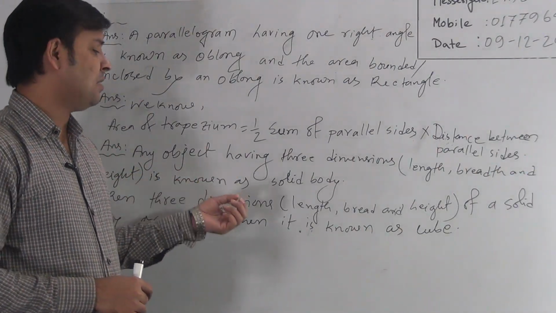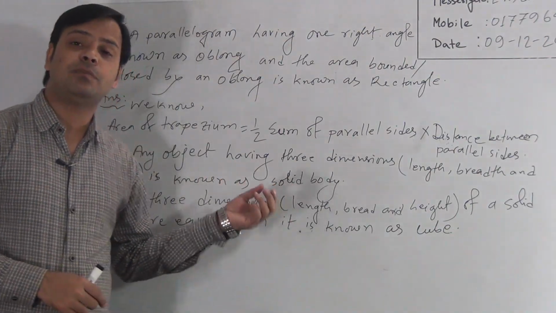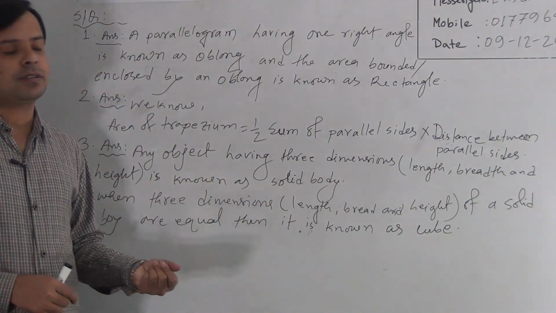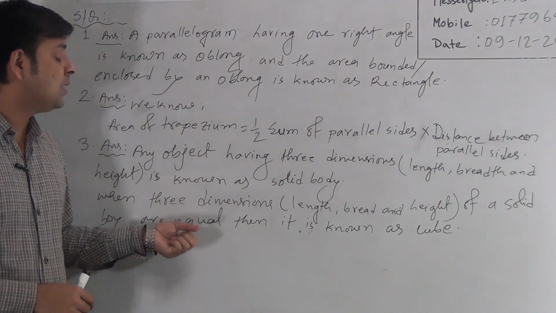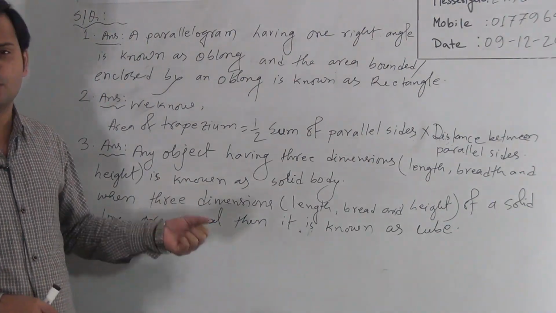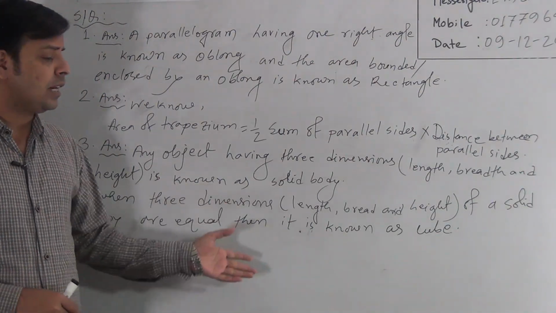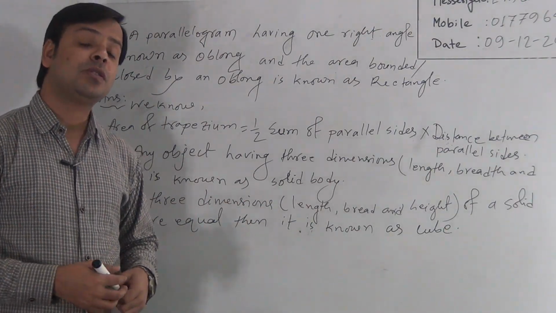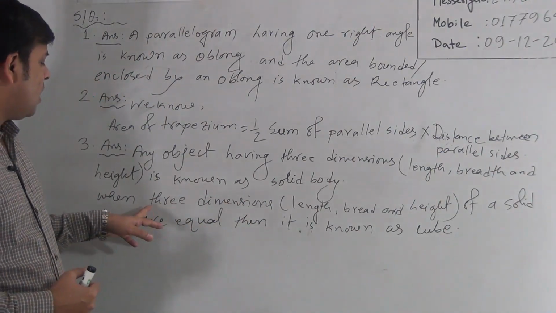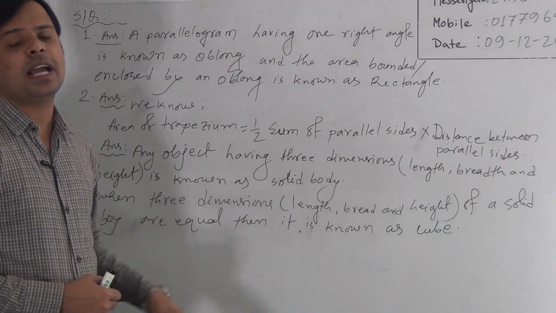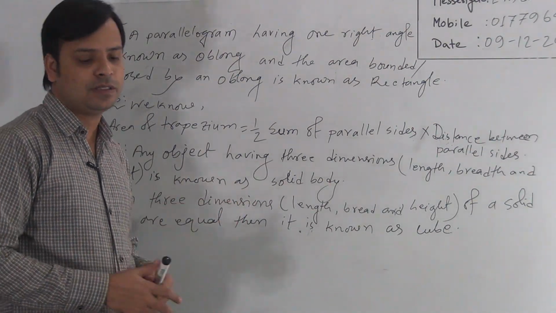The students, from this information we can say that the length, breadth and height of a solid body may be equal or not, but when these 3 dimensions are equal, then this solid body is known as cube. So we can say a cube is a special type of a solid body.